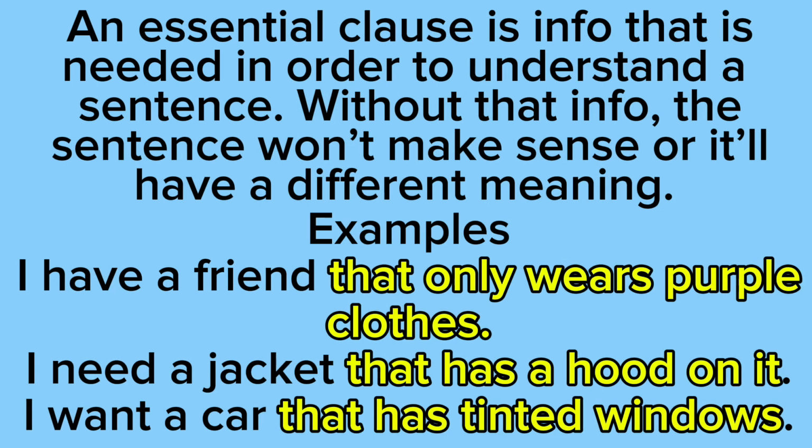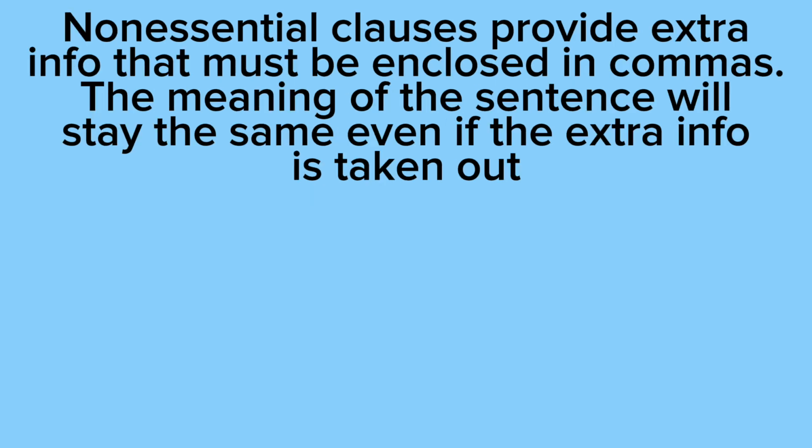Our second example says, I need a jacket that has a hood on it. So the essential clause is that has a hood on it. If we take that has a hood on it out, the sentence wouldn't have the same meaning. It would just say, I need a jacket. And our last example says, I want a car that has tinted windows. So the essential clause is that has tinted windows. And if we take this out, the sentence wouldn't have the same meaning. The sentence would just say, I want a car.